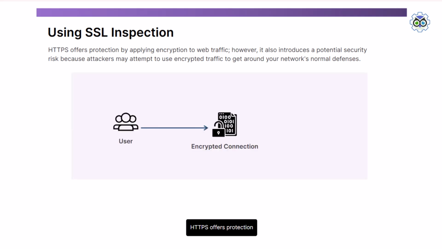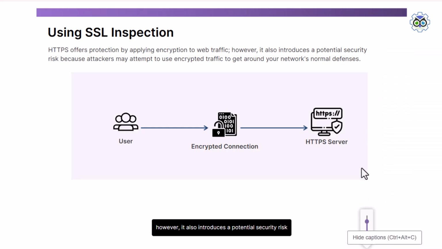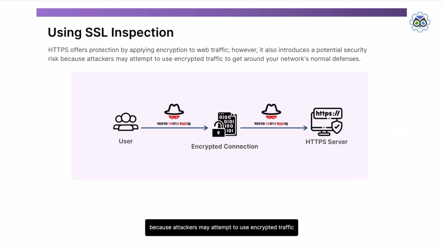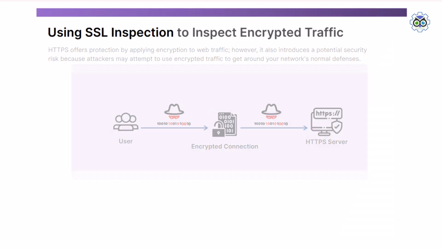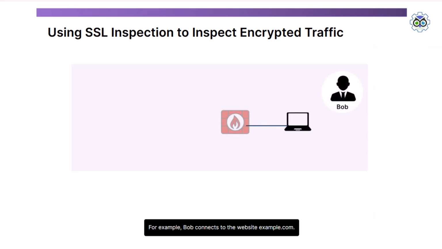HTTPS offers protection by applying encryption to web traffic. However, it also introduces a potential security risk, because attackers may attempt to use encrypted traffic to get around your network's normal defenses. For example, Bob connects to the website example.com.